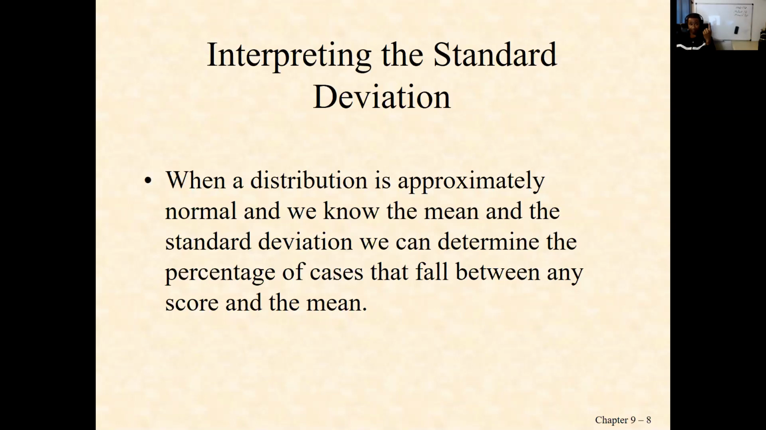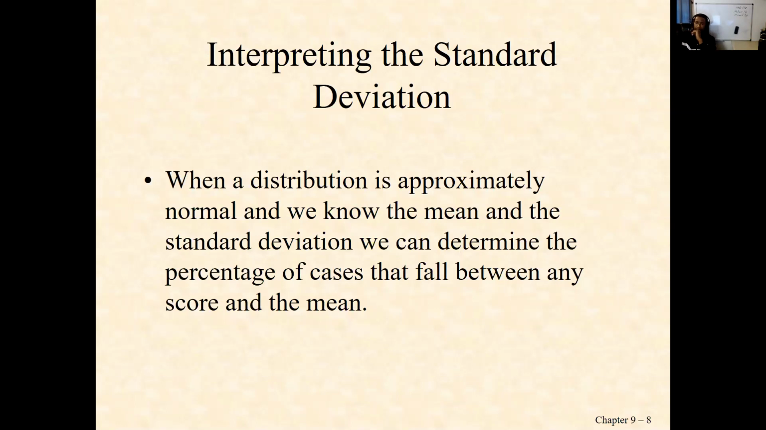Okay, so when we have a distribution that is either normal or approximately normal, and we know both the mean and the standard deviation, we need to have those pieces of information. We need to make sure our distribution is normal. We need our mean and we need our standard deviation. Then we can determine the percentage of cases that fall between any score and the mean, or we can determine the percentage of cases that fall beyond that score.